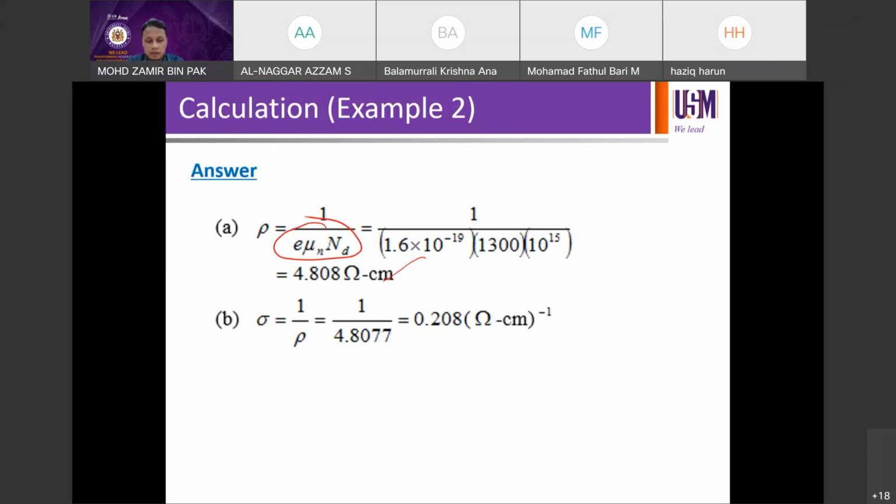And the conductivity is therefore the inverse of the resistivity, which is 0.2, the inverse of the same unit, right? Ohm cm minus 1. Okay. And any question on this? Is it okay?